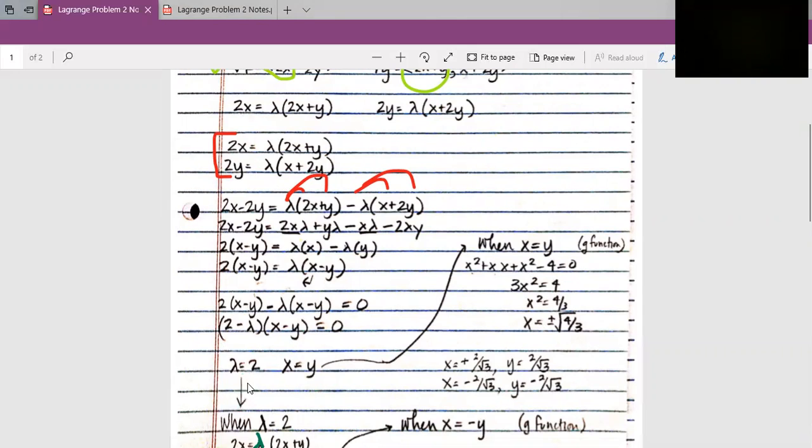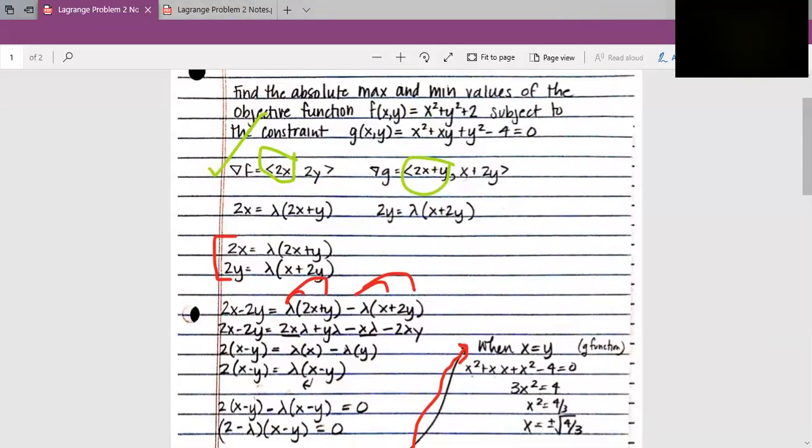Erase this. There we go. So that gave me two solutions: lambda equals 2, and x equals y. So if x equals y, you're going to take that and plug it into the g function, the g constraint. Go back up there. So here's your g function right here. You're going to plug x equals y into that function.